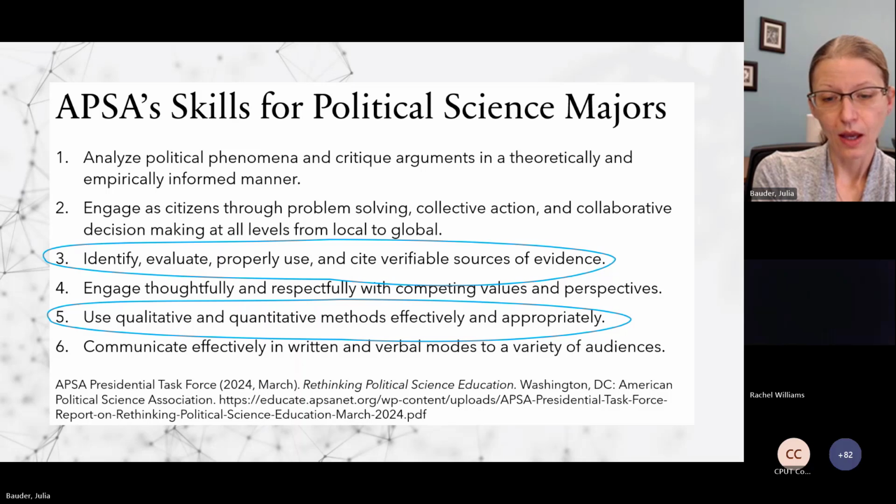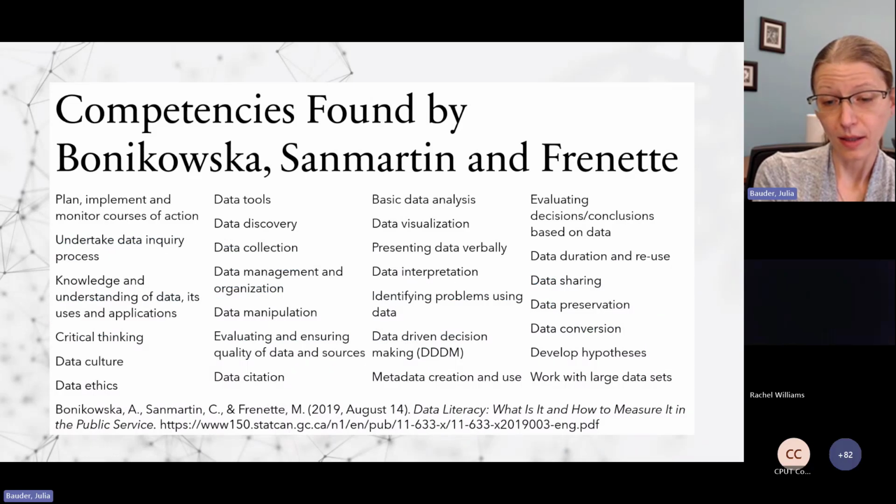and ethically. So I want to go back for a minute to the list of 27 competencies found by Bonakovska, San Martin, and Frenette in their comparison of 5 data literacy competency frameworks. From what we've seen in these 2 sets of curriculum guidelines, assuming that individual instructors are aligning their teaching with these guidelines, it doesn't look like disciplinary instructors are giving much, if any, attention to quite a few of these skills. There's a lot of emphasis on basic data analysis and data visualization, some emphasis on the other steps of the research method, like developing hypotheses and collecting data, plus data ethics and communicating data verbally.